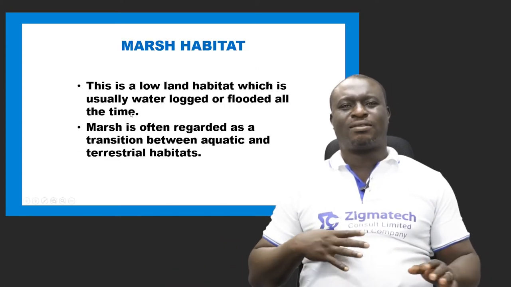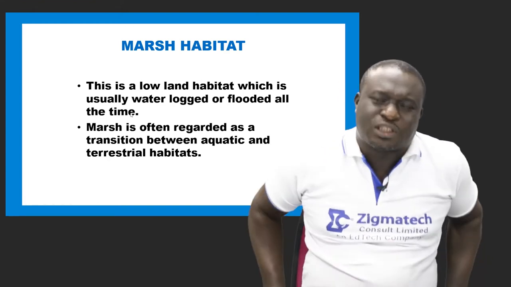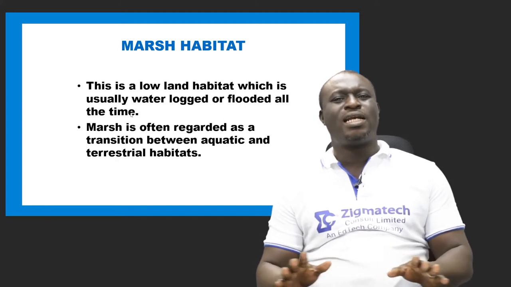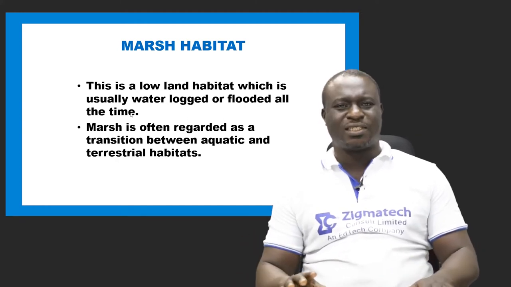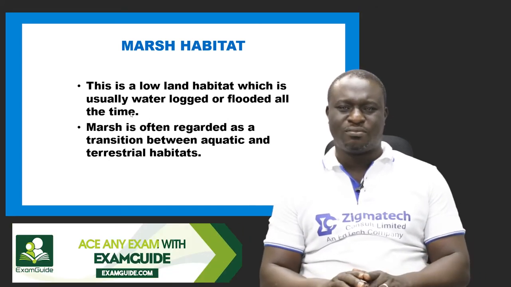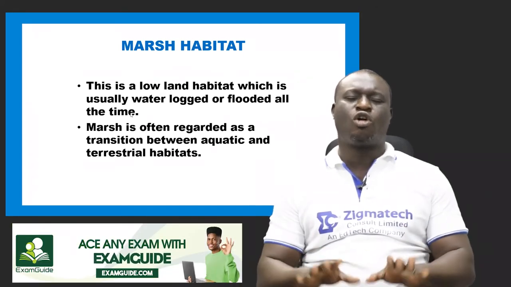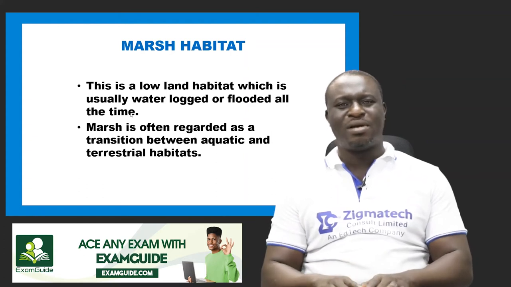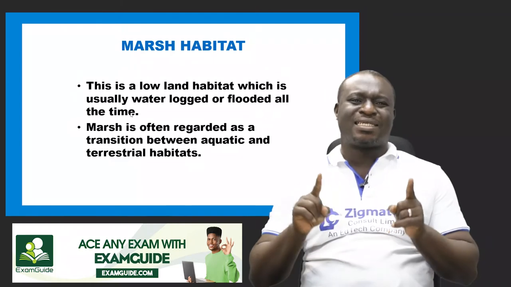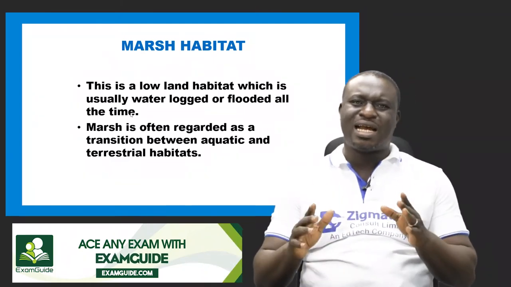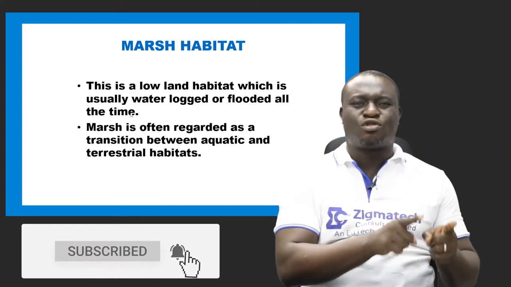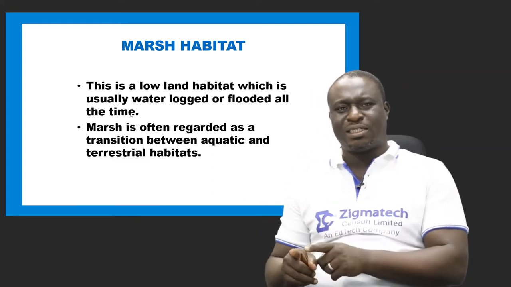Now, take a look at marsh habitat. What is marsh habitat? Marsh is actually a lowland habitat which is usually waterlogged or flooded all the time. It is a lowland habitat. Marsh is often seen as a transition from aquatic habitat into terrestrial habitat.